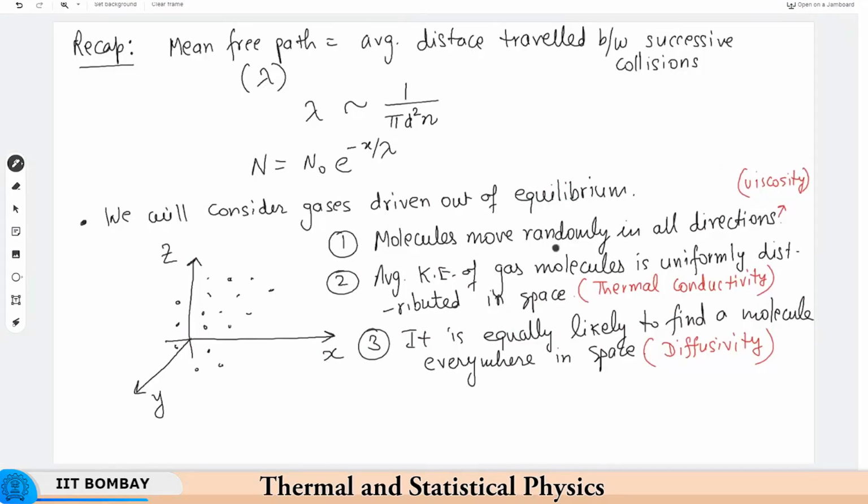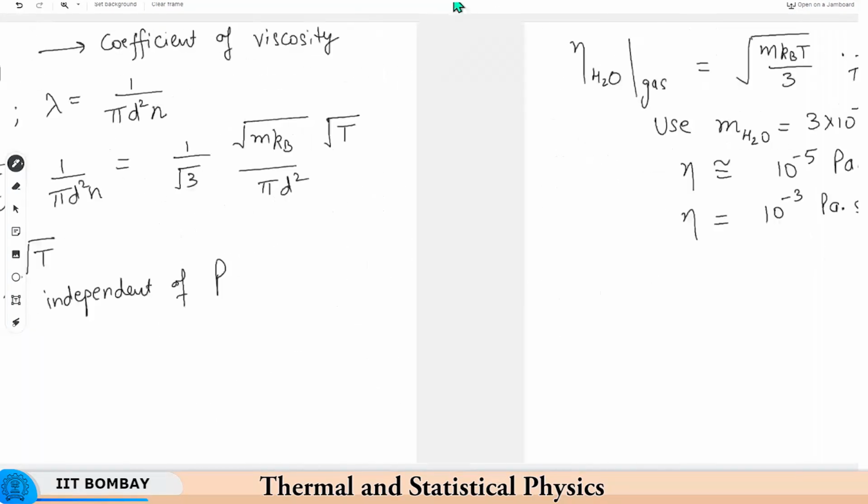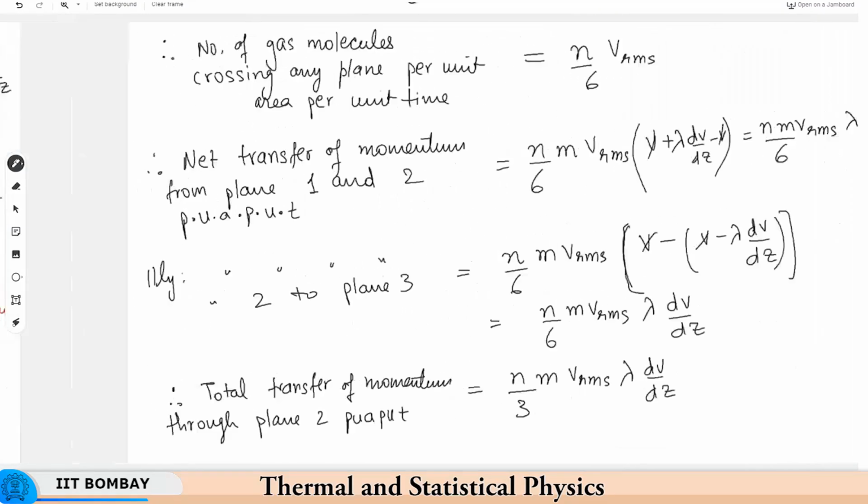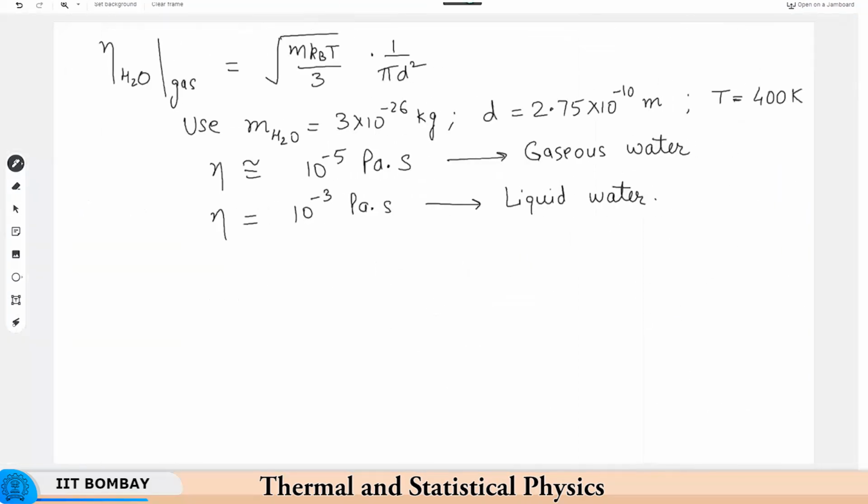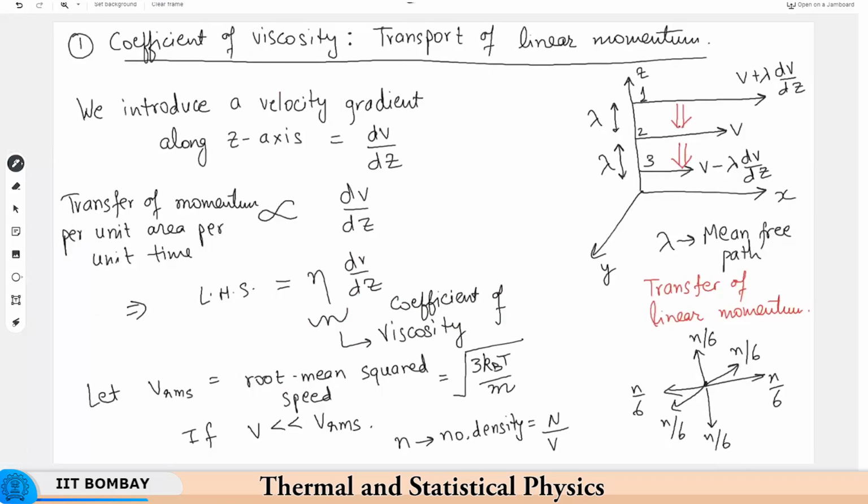Basically, the molecules were moving randomly in all directions, and if we break down that assumption, we have the coefficient of viscosity. Now let us see what happens if we have a temperature gradient in the system. So, we had the first, now we can go to the second: the coefficient of thermal conductivity.